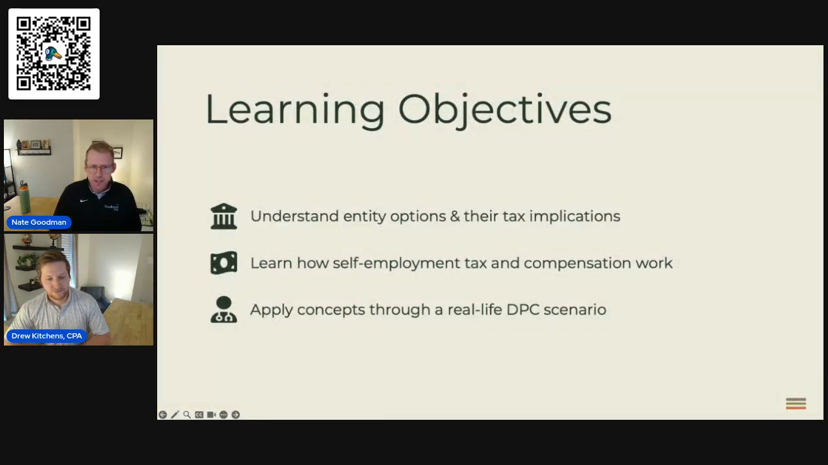So let's look at today. Drew's going to walk us through these first 3 slides that we have, and then we're going to look at an actual case study of how this would look in your own clinic. So Drew, I'll pass it to you, to talk through the learning objectives.